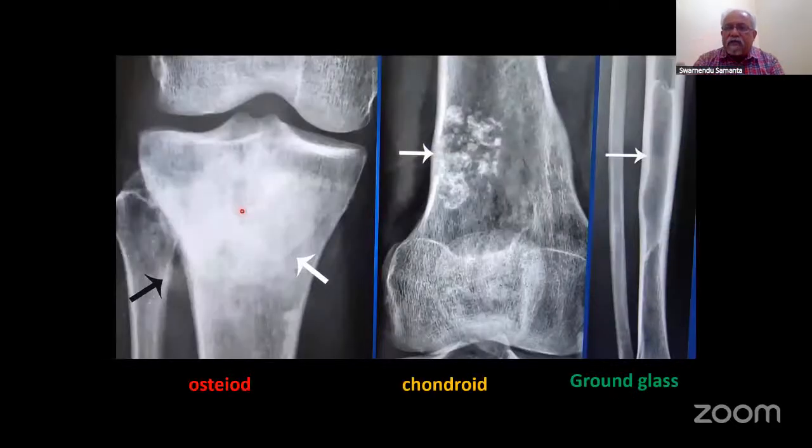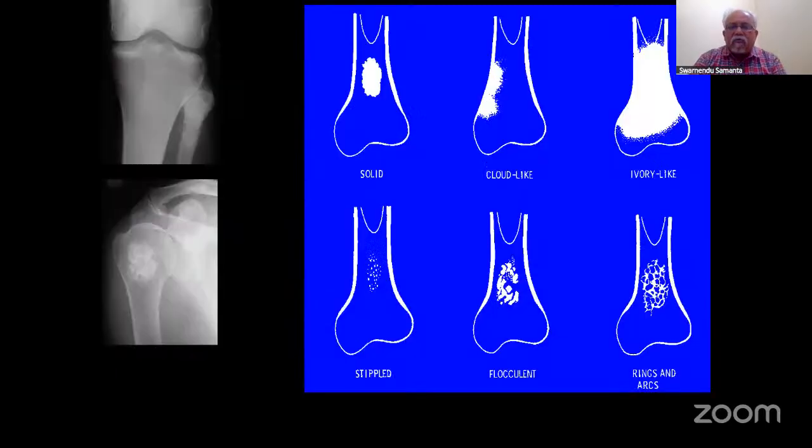So this picture, I will tell all my junior colleagues, please remember this slide only, then you will remember most of the things. On the left, this is the osteoid matrix. You see, it is completely white. And if you go to the second one, this is the chondroid matrix. You see, this is like a popcorn sort of appearance. And if you go to the topmost in the right picture here, this is the ground glass appearance. Okay, so this is how you remember this. Always remember how to see the osteoid, how to see the chondroid matrix, and how to see the ground glass appearance.